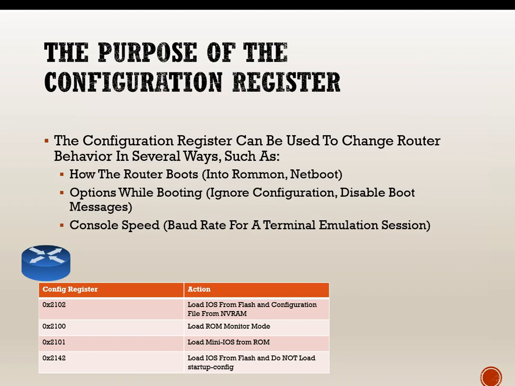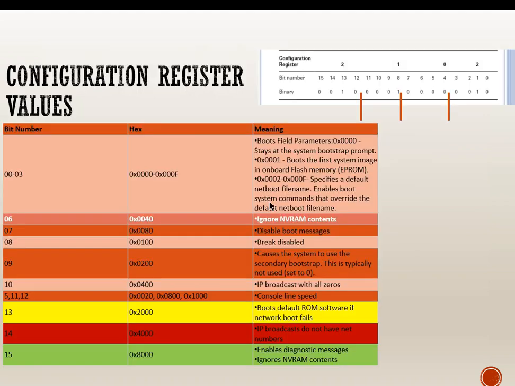The best thing I can tell you, if it ever happens to you, is to go to the internet and go to Cisco and find the specific procedures for your device and follow it exactly step by step. And the one that we're going to use in our system here is 2142. Load the IOS from Flash and do not load the startup config file, which is where our password would be.